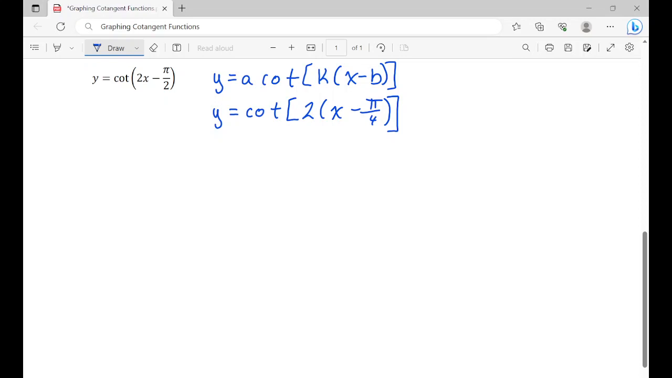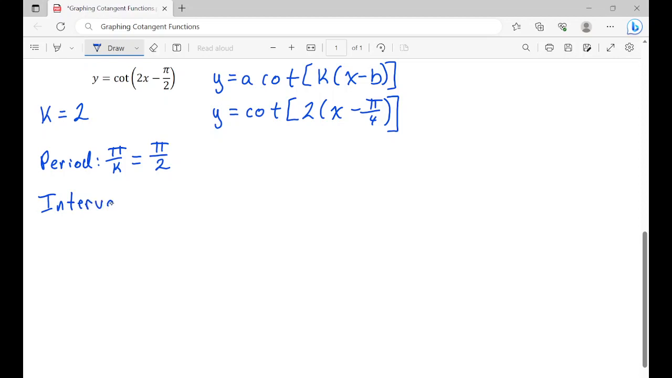So now it's in the correct form. I could pick out my k value, and k in this case is 2. So that means my period is going to be pi over k, which is just going to be pi over 2. Now, again, there is a phase shift, the pi over 4, but I'm going to ignore it for the moment. I'm going to find my interval, assuming the phase shift doesn't exist for now.